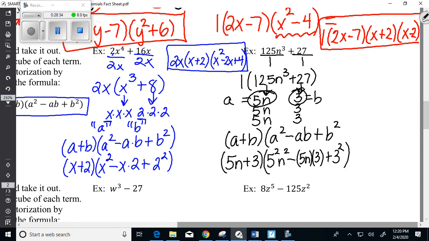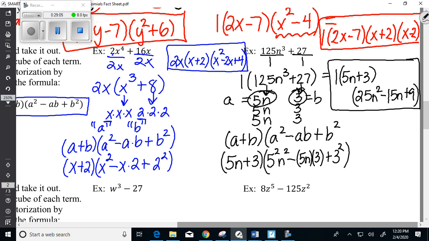So all that's really left is just simplifying. Your greatest common factor when you started was 1, so that carries over. Parentheses, 5n plus 3. Parentheses, 5 squared is 25. N squared is n squared. 5n times 3 is minus 15n. And 3 squared is 9. So that makes up your entire factored answer.